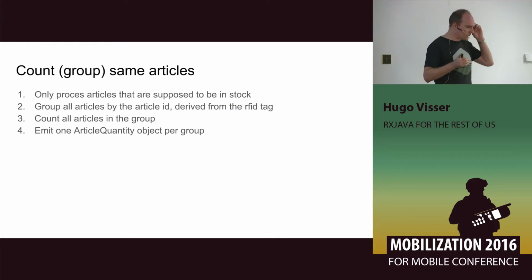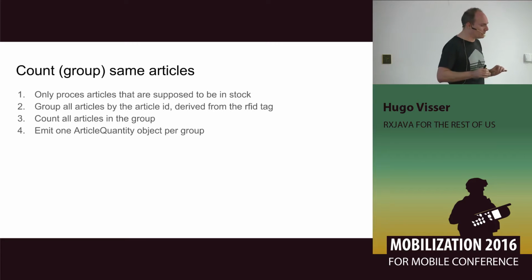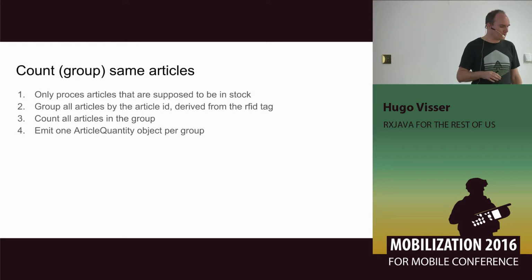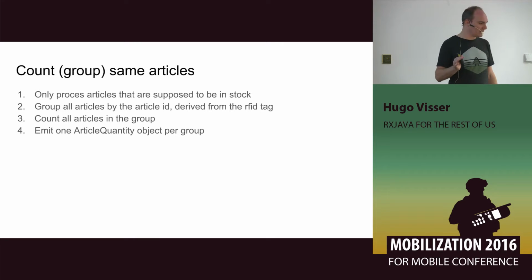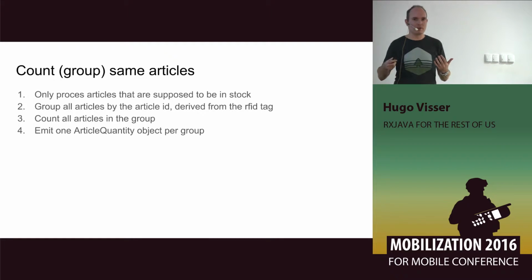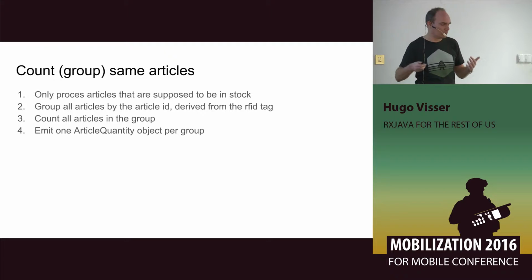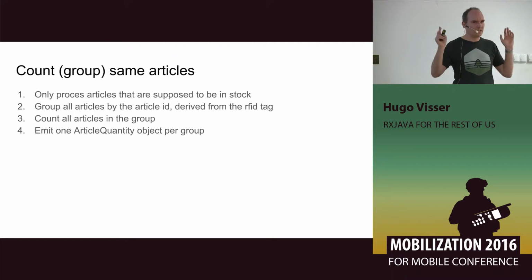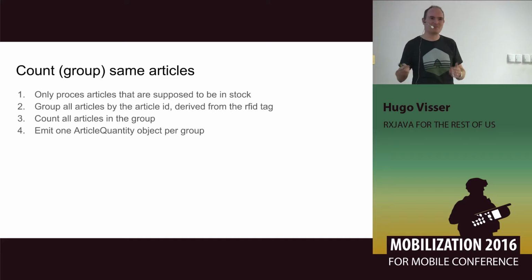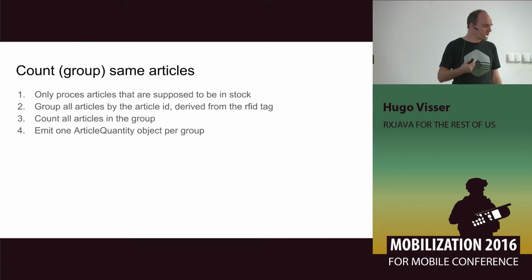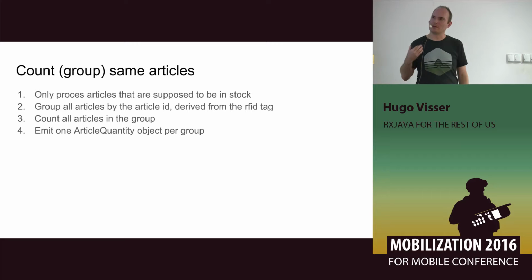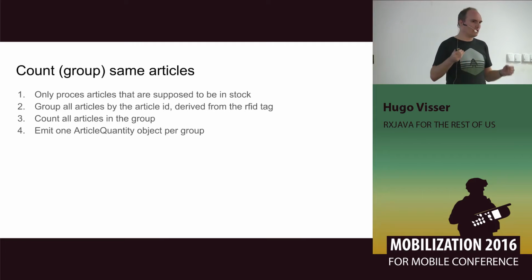Okay, so now I'm going to show you something a little bit more complex. If you're new to RxJava, it might be a little bit too complex, but the point of this is more to show you what can be done, and how, I wouldn't necessarily say easy, but how powerful this stuff is. So in our app, we have this requirement that we want to count and group the same articles. So we have a bunch of articles which might have a unique RFID tag, but might be the same article.